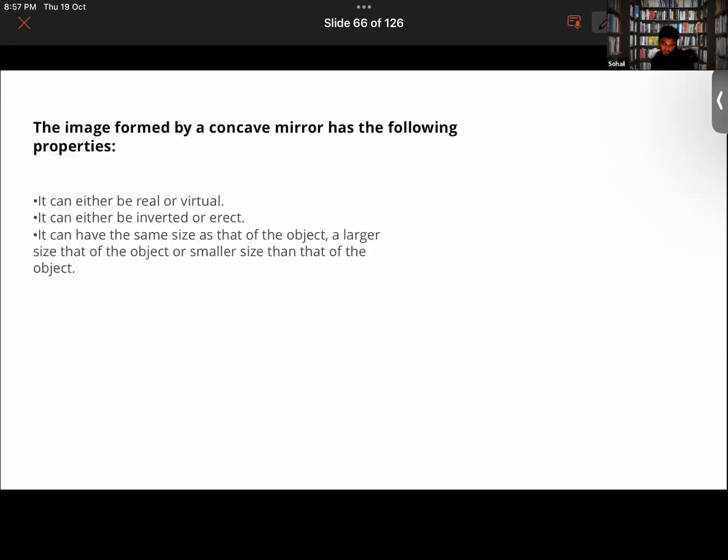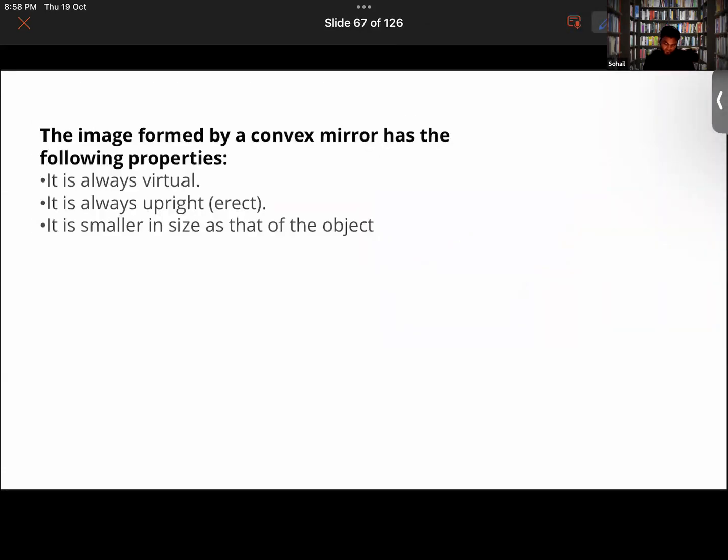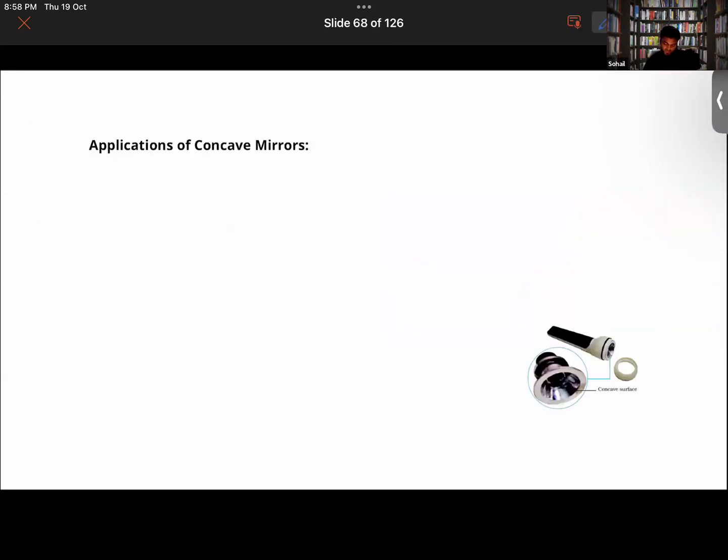These are the properties you have already covered: the images formed by the convex mirror and the concave mirror, and the application of the concave mirror. Now, a concave mirror gives you what kind of image? A concave mirror converges the light rays, and it gives both virtual and real images, right?